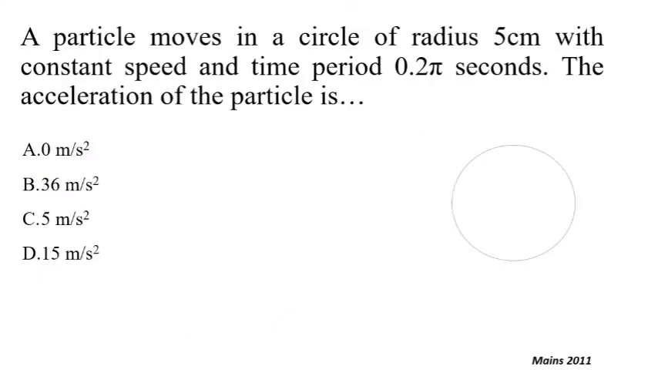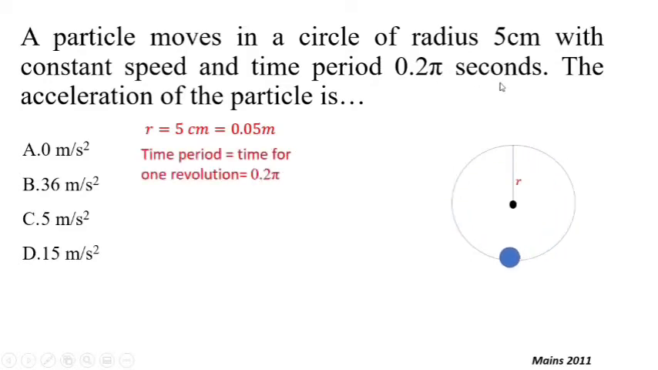Next problem: a particle moves in a circle of radius 5 cm. So the given data is that the particle is rotating along a circle and the radius is equal to 5 cm. This can be written in meters as 0.05 meters, with constant speed. This is a case of uniform circular motion, and the time period is 0.25 seconds. Time period is nothing but the time required to complete one circle, and that is equal to 0.25 seconds.